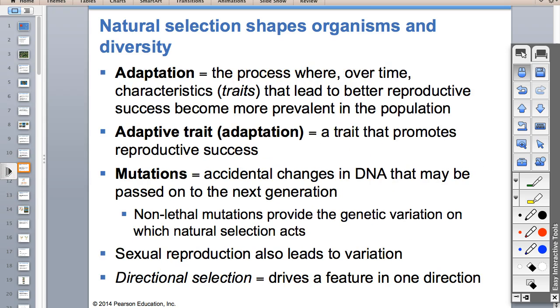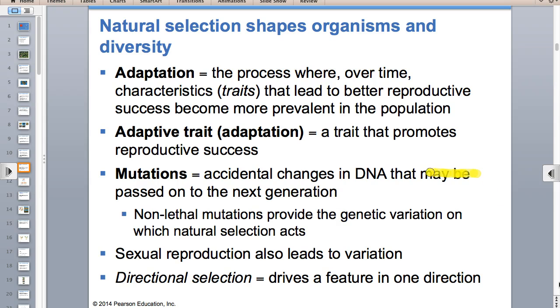An adaptation is when you have traits that are positive and help you survive and reproduce, they're going to be passed on and become more prevalent. Mutations are accidental changes to DNA, and the non-lethal ones, the ones that do not cause death, either directly or indirectly, are going to be the ones that natural selection is going to act upon.